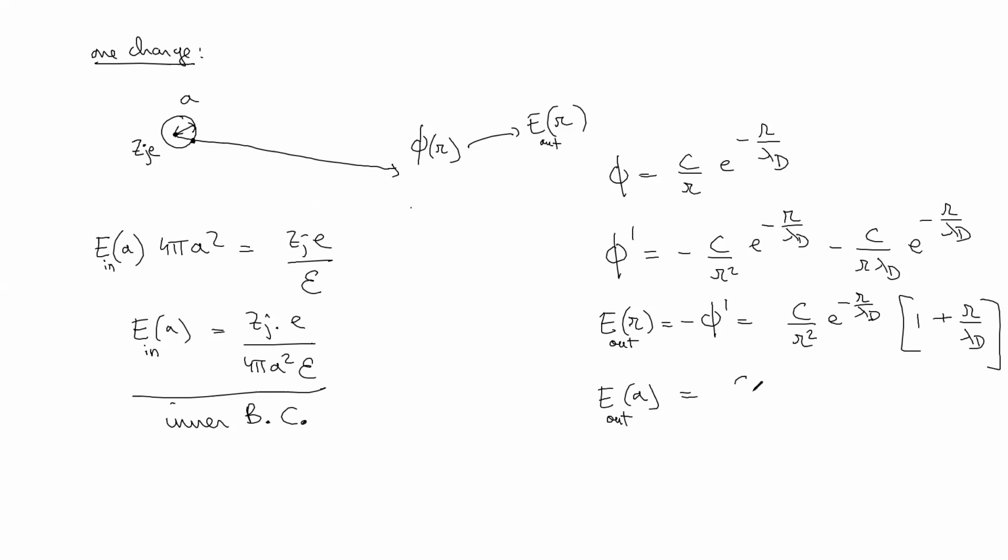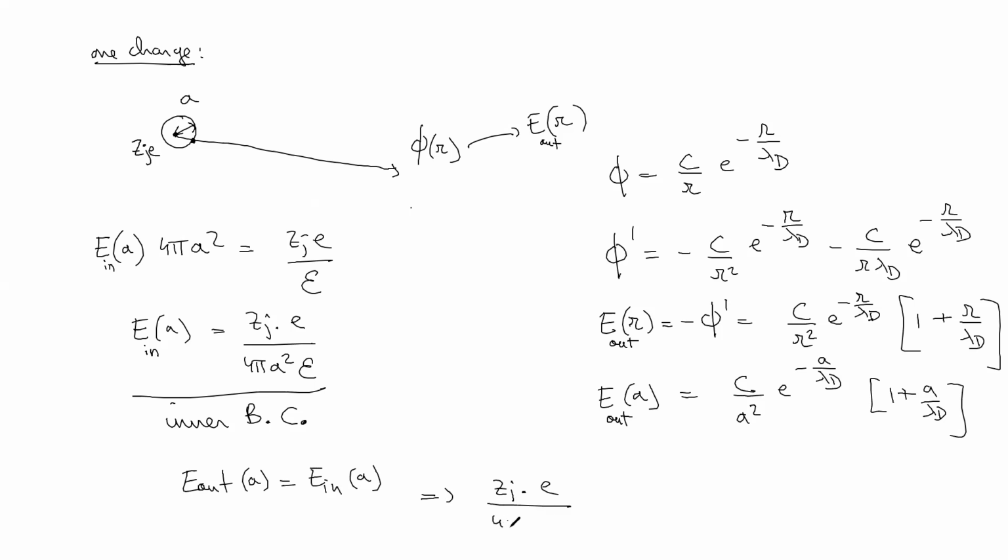So this is C over A squared, and so the boundary condition means that E out should be equal to E in when you evaluate those at the boundary of the ion. So this provides the connection we wanted. We have Zj E over 4 pi A squared epsilon, which is equal to C over A squared.